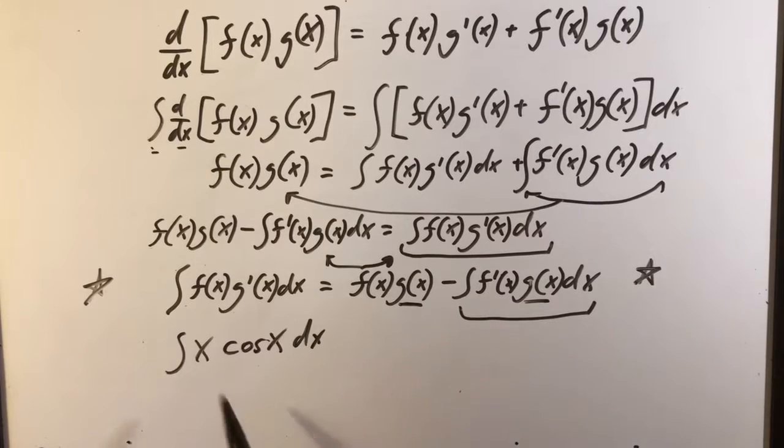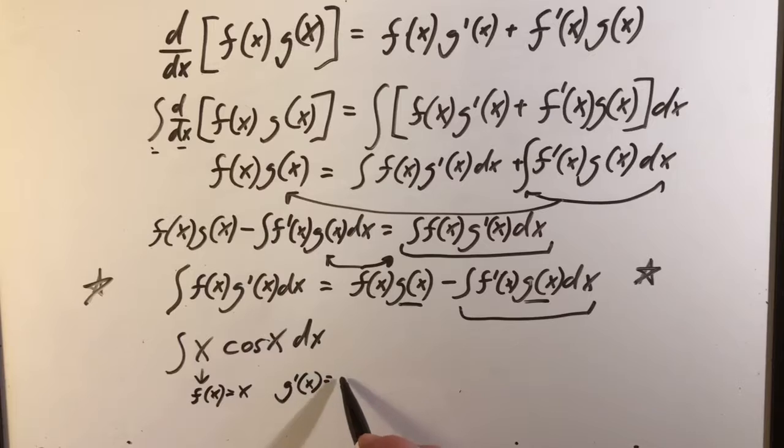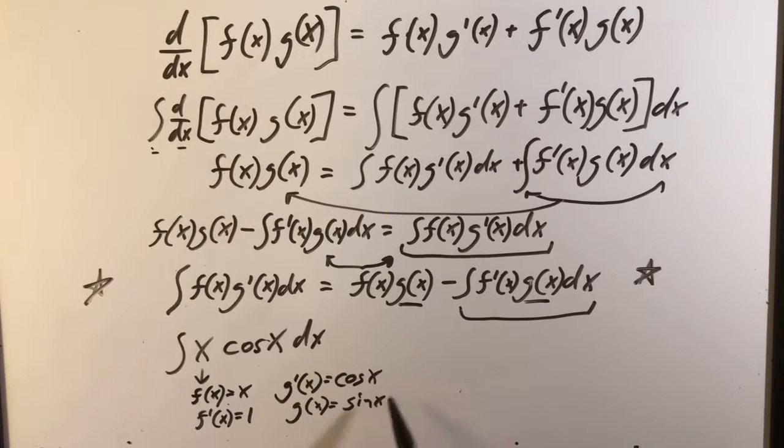So if it's easier, hopefully you get to the point where you have something simple that you know the antiderivative for. And so if I select well, I will be saying that f of x equals x and g prime of x equals cosine x. So then f prime of x equals 1 and g of x equals sine x. And I'm not going to worry about plus c's and things in there just yet. We'll have to remember that at the end.